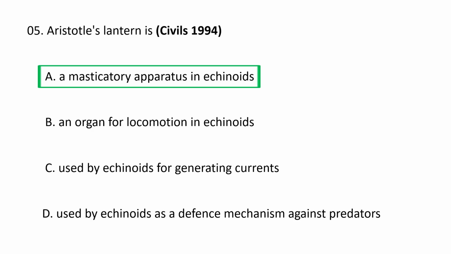Aristotle's lantern is a specialized complex masticatory or chewing apparatus found in echinoids, primarily sea urchins. This structure, located on the underside of the body, consists of 5 calcareous teeth operated by muscles to scrape food such as algae from rocks and break it down. So Aristotle's lantern is a masticatory apparatus in echinoids. A is the correct option.